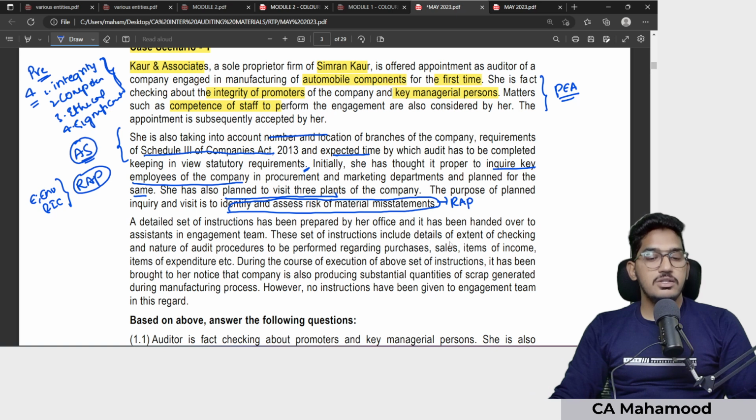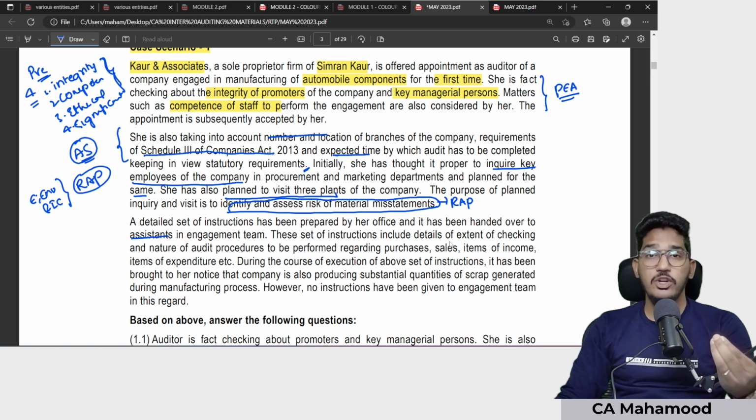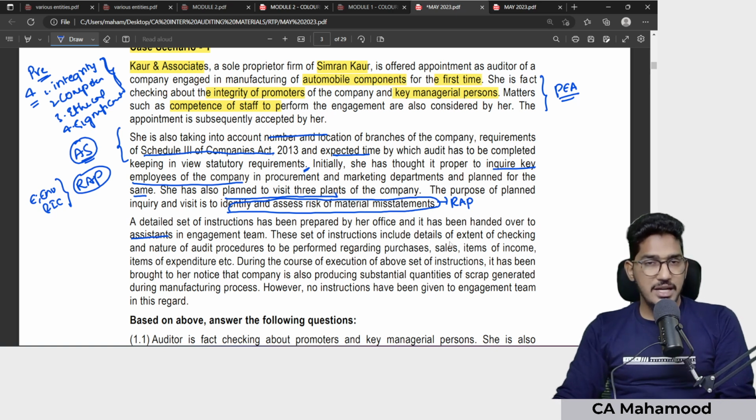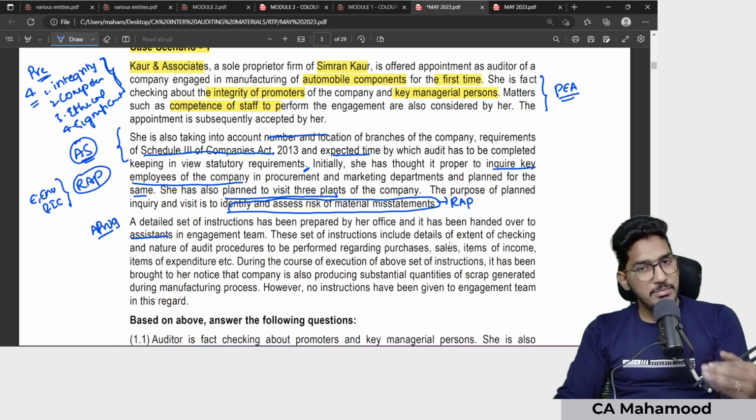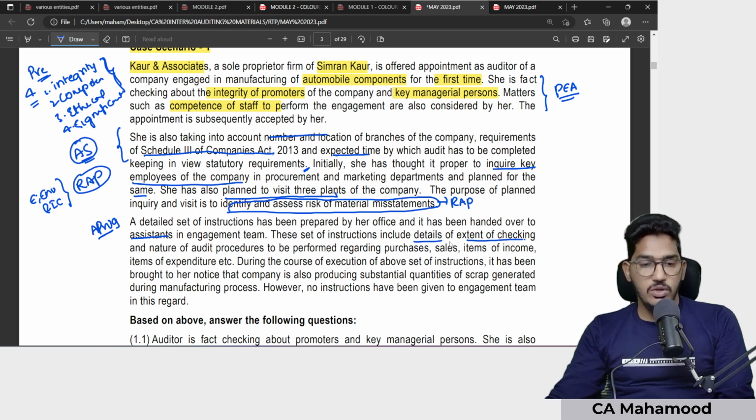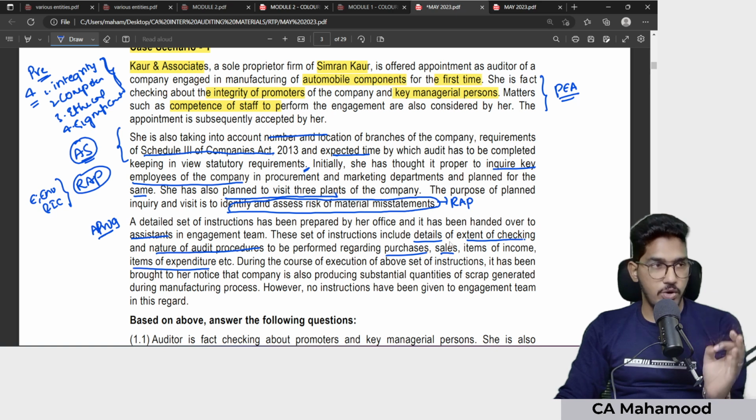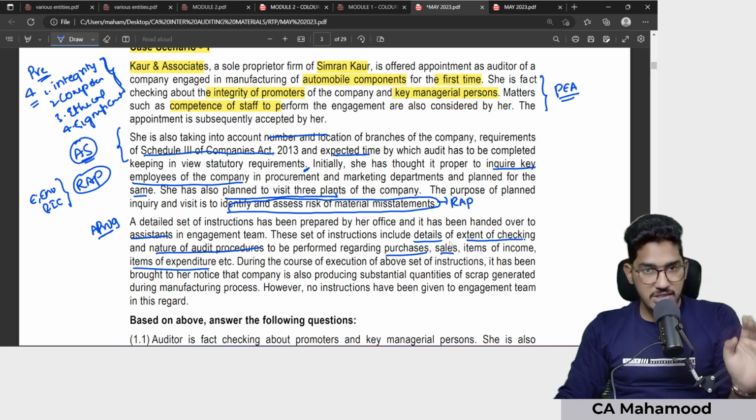Next, detailed instructions have been prepared by her office and handed over to assistants in the engagement team. What is the document which will contain a detailed set of instructions required to be carried out by the staff? Is it audit strategy, audit plan or audit program? Which one will contain details of instructions along with verification techniques? Audit program. So she has prepared the audit program and gave it to assistants. These instructions include details of extent of checking and nature of audit procedures to be performed regarding purchases, sales, items of income, items of expenditure. Nothing but she has prepared the audit program and that audit program covers all these matters.